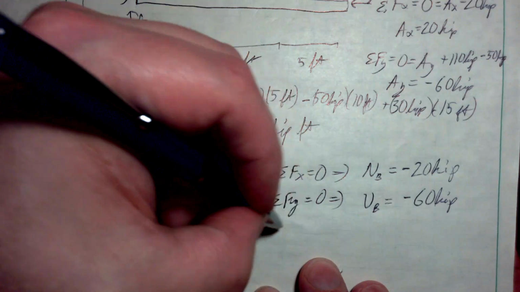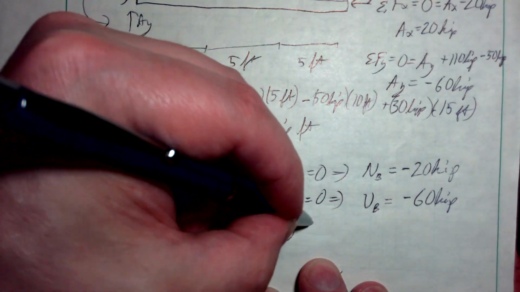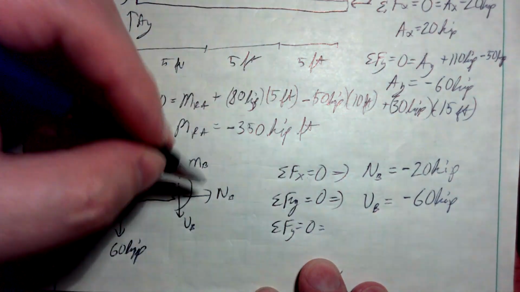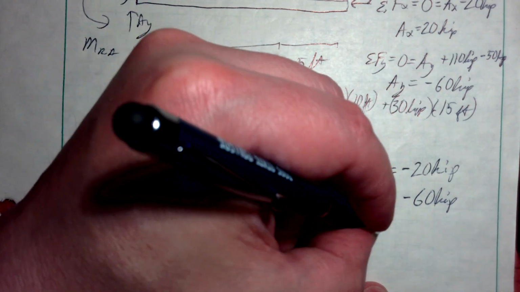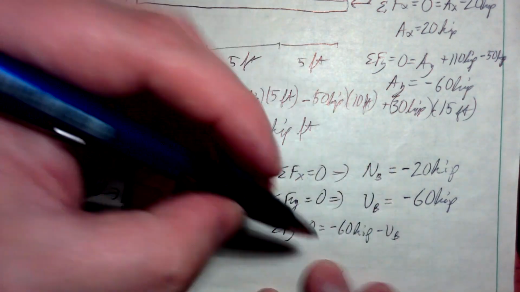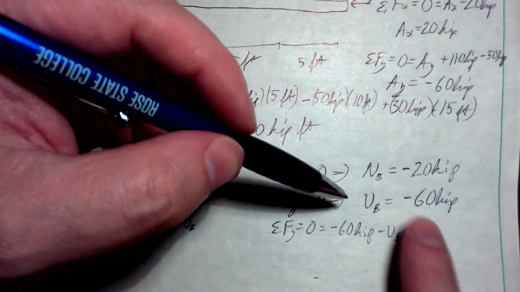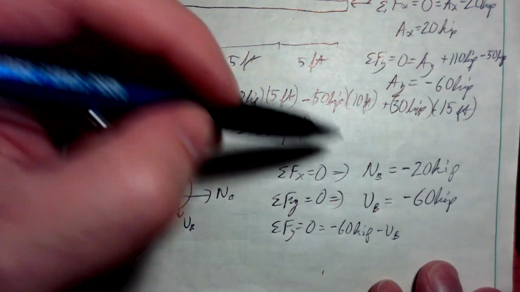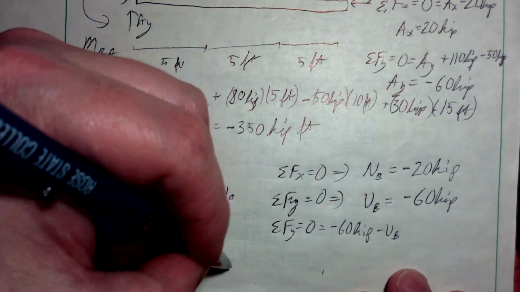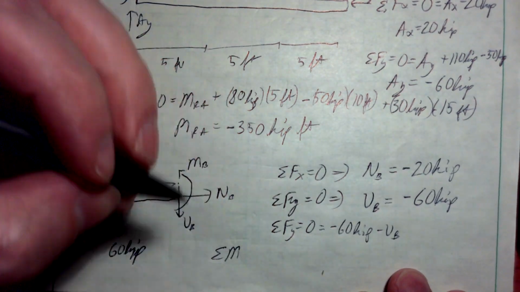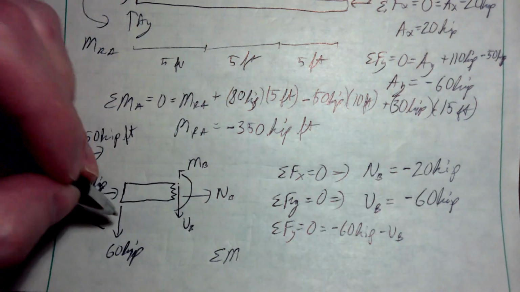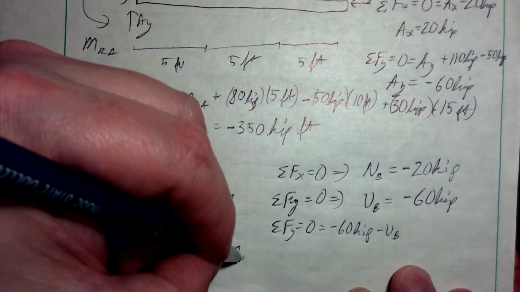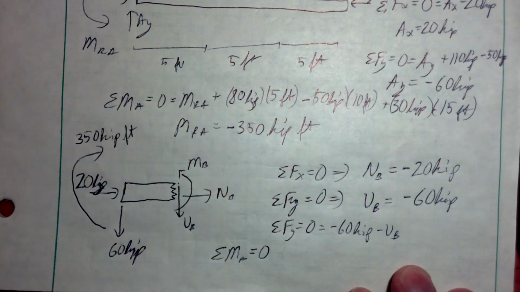I think that's probably clear, but let's just make sure. Sum of forces in the Y direction, I've got minus 60 kips minus the shear force at B. These add up to be 0, so the shear force at B must be a minus 60 kips. I did the same thing with this one. Bending moment. Sum of moments, I could take them about point A or B. Either one's fine. I typically just go ahead and take them about point A. Set that equal to 0.